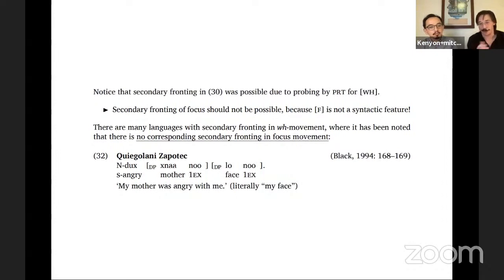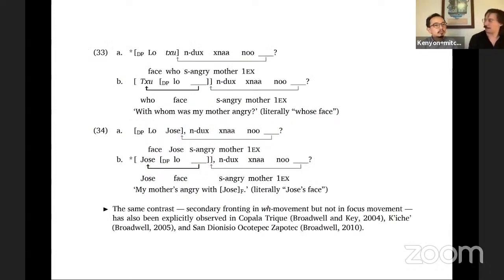32 is just sort of a basic transitive clause in the language. And we're interested in the last DP in the clause. So it has a relational noun and a possessor which follows it. If you want to ask something about who your mom is angry with, you front that entire phrase headed by the relational noun, and then within it, the WH element undergoes secondary fronting, following the same process that I just mentioned before. But if you want to answer that question, as in 34, you front that phrase, but you don't front the logical focus within it, and in fact, you can't. So that's the contrast between 34A and 34B.